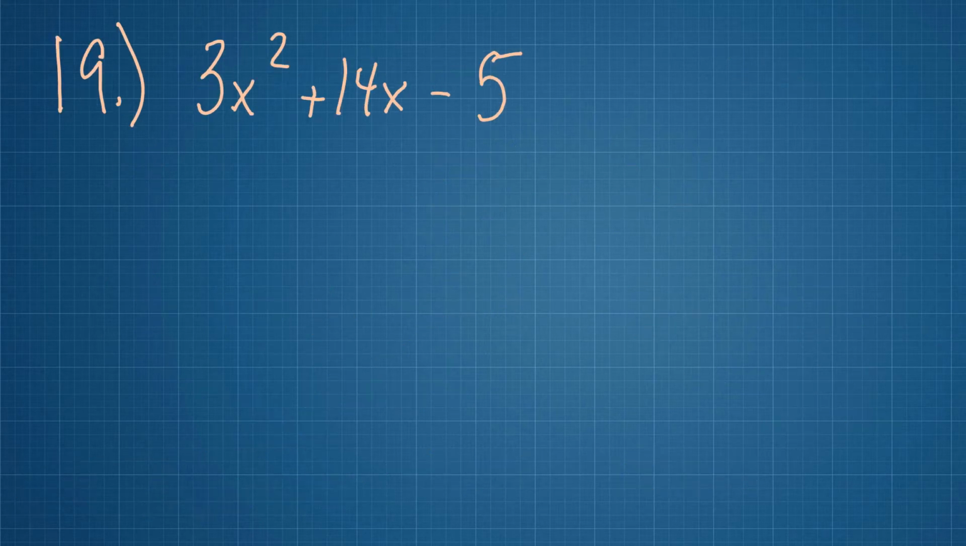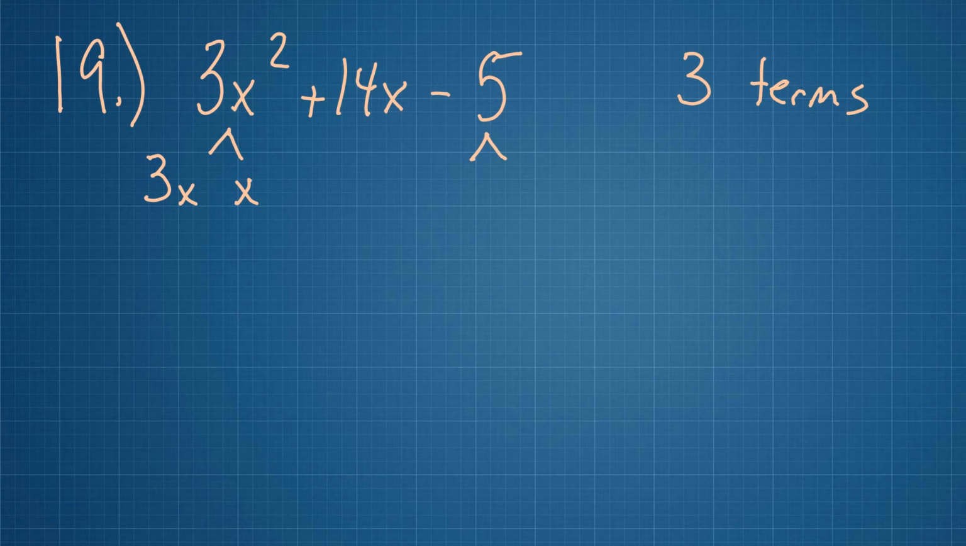All right, number 19, same concept. We have 3 terms. It's a lot easier than 18 because both the first term and the last term are prime. So the only way to get 3 is 3x and x. And the only way to get negative 5 is negative 1 and 5, or 1 and negative 5.